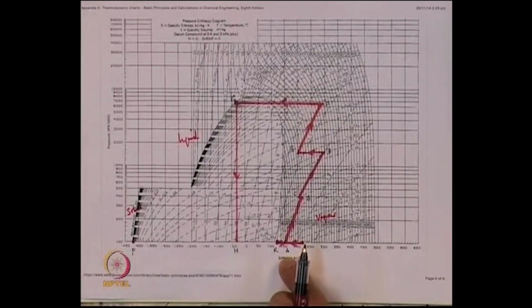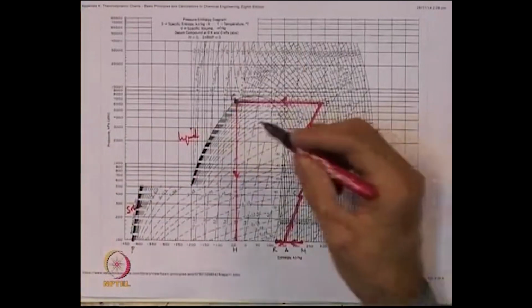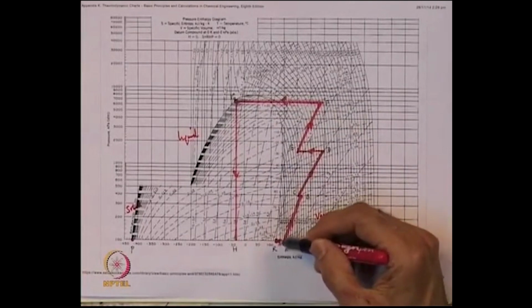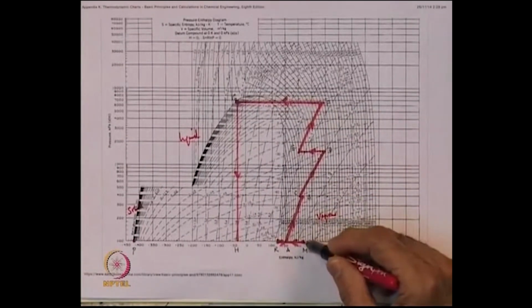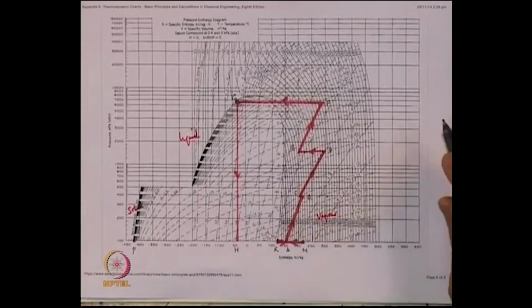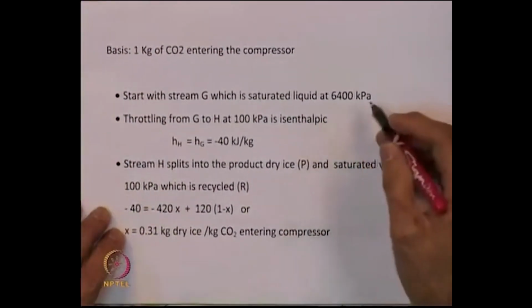So, what I will do is step by step take you through the calculations. The convenient way to start is start at G, because the stream is identified, it is the saturated liquid at 6400. So, if you start with G and then do the throttling, then you can locate the position R, and you know what the makeup carbon dioxide state is. So, you can mix these two and obtain the position A and then complete the diagram. So, you start with stream G, which is saturated liquid at 6400 kPa.